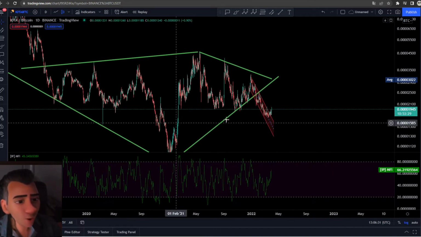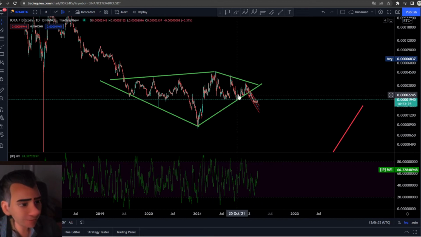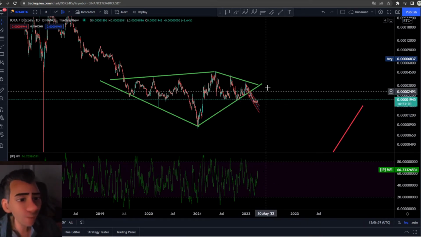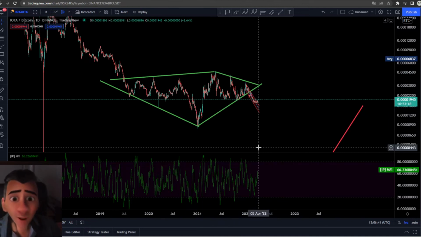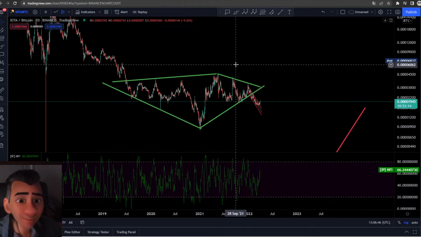What's happening here? You can see it. I was hoping for this diamond pattern, IOTA versus Bitcoin. I was hoping for a nice breakout to the upside. What happened against Bitcoin? We went down really hard. So we lost a lot of money because of holding IOTA against Bitcoin.